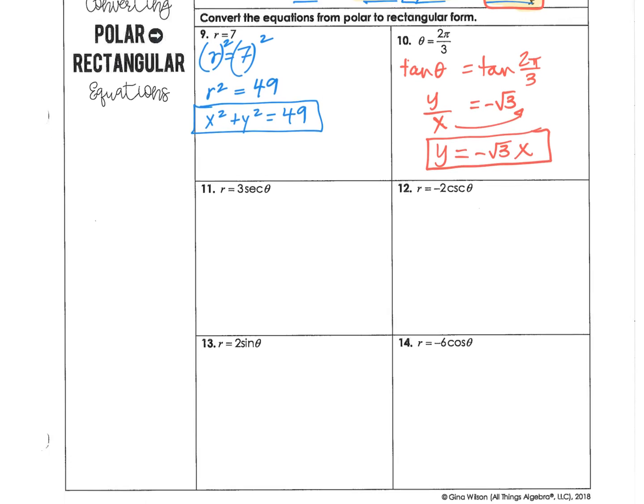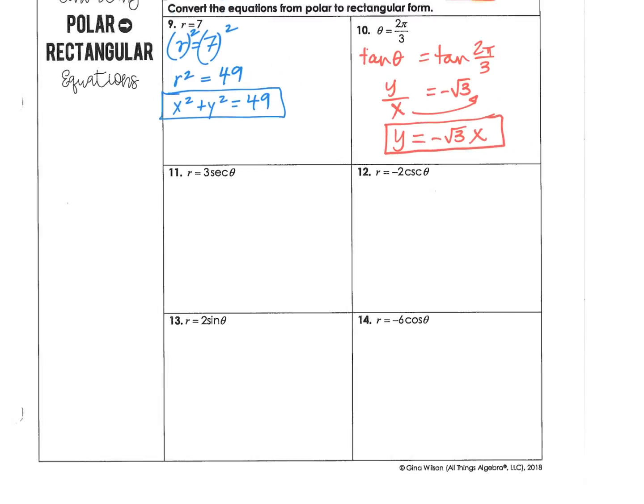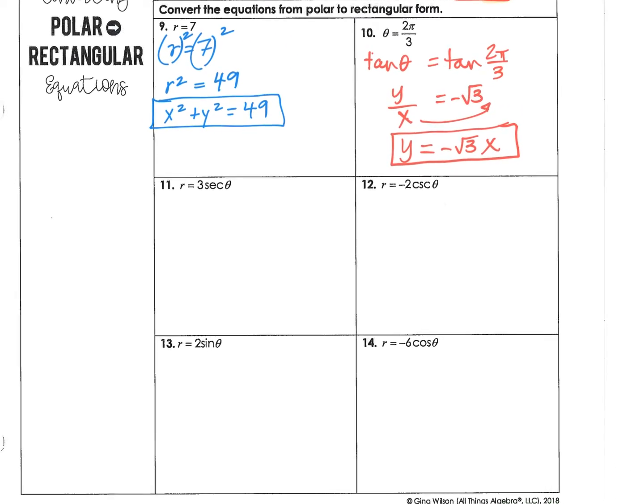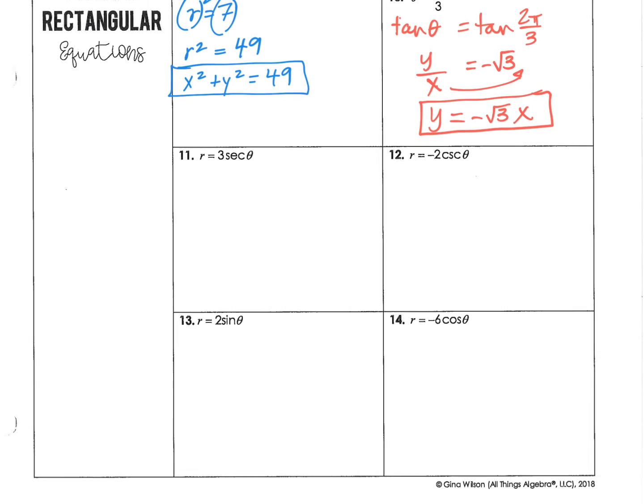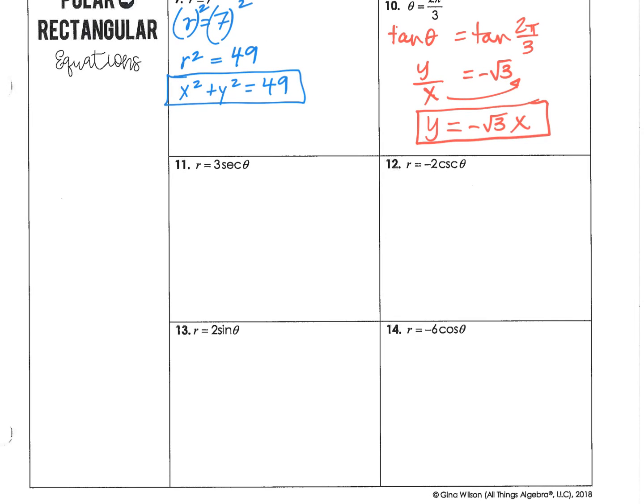Now, let's look at this. It has r and theta in it. The fact that it has r and theta in it kind of should give us an idea of what we need to do here. I don't have anything with secant in it, so I'm going to start by changing this to what?